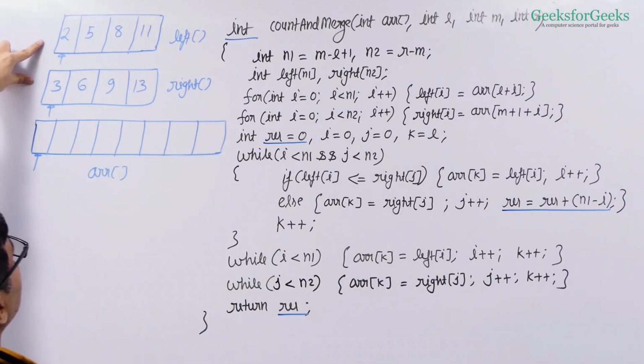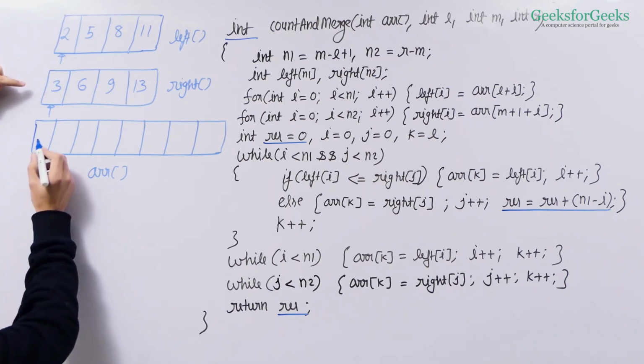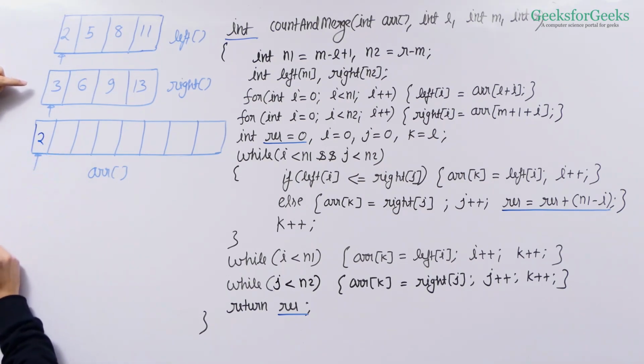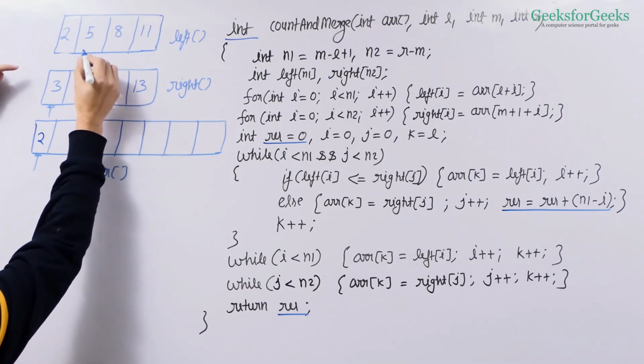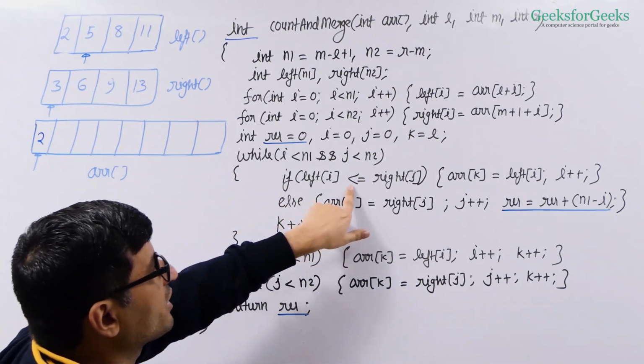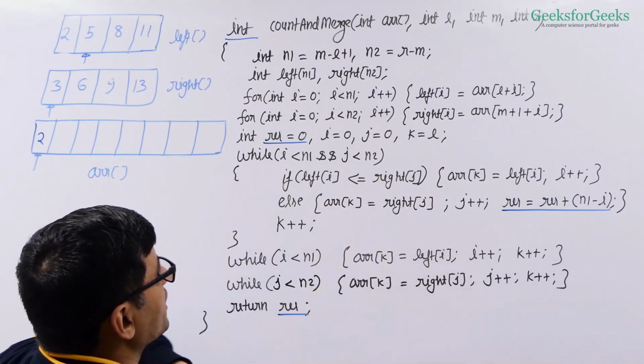So let's do this one by one. We begin with I equal to 0 and j equal to 0 and k equal to L at this point. We compare array I and array j. Here array I is smaller, right? So we put array I here in array k, right? And move I to the next point. And when array I is smaller or the same, when we are in this case, we do not update the result, right? We do update the result when we are in the other case.